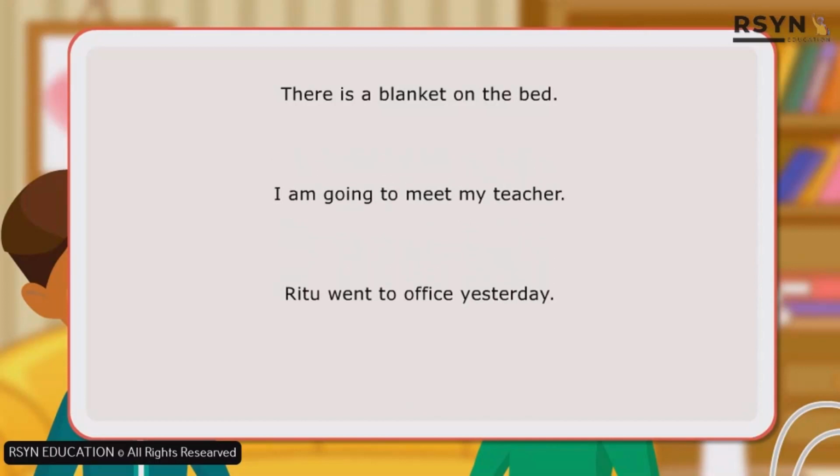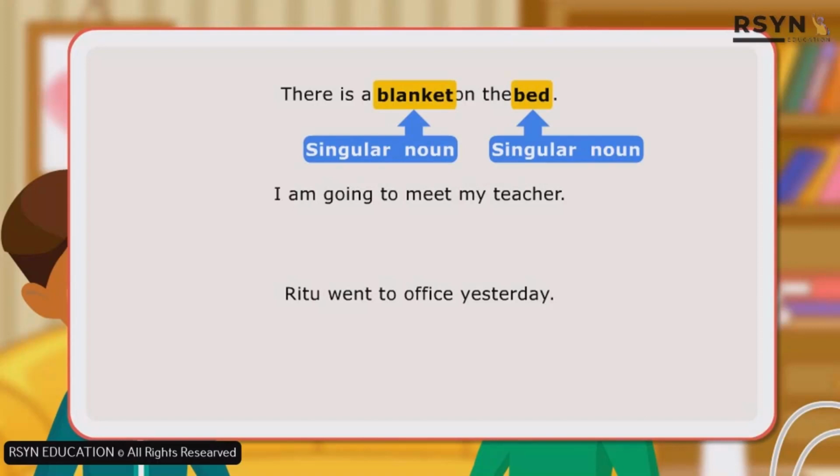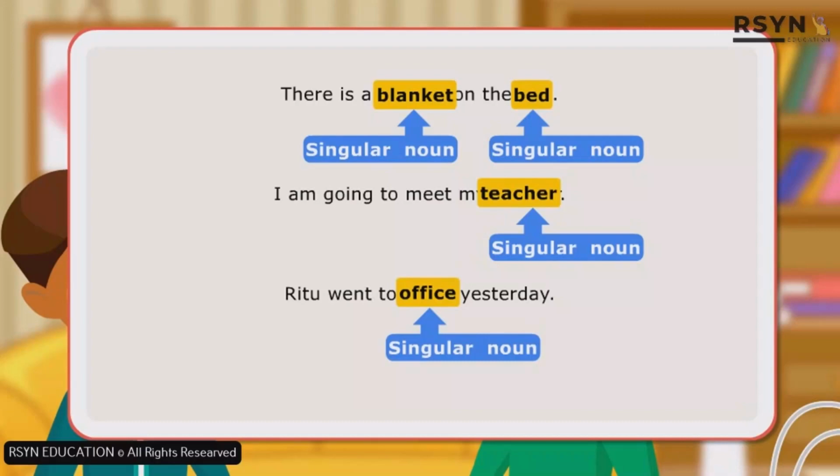In the first sentence, the things blanket and bed are singular nouns as they are only one in number. In the next sentence, teacher is a singular noun as he or she is also one in number. In the third sentence, office is a singular noun as it is only one.